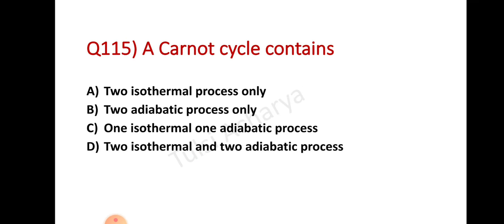Now let's move to question number 115. A Carnot cycle contains, as we all know, 2 isothermal and 2 adiabatic processes, that is option choice D, 2 isothermal and 2 adiabatic processes.